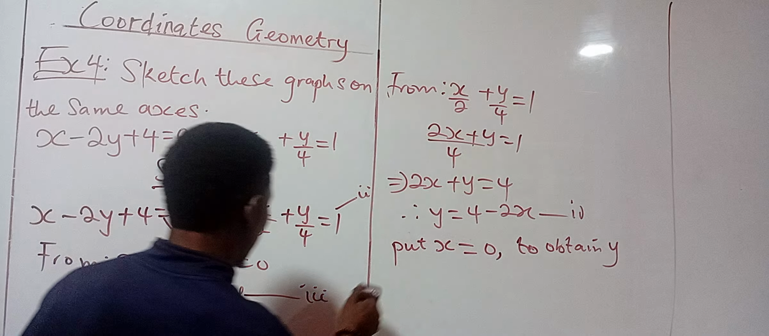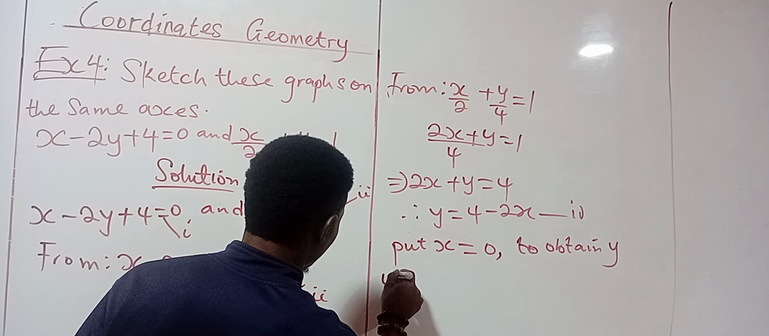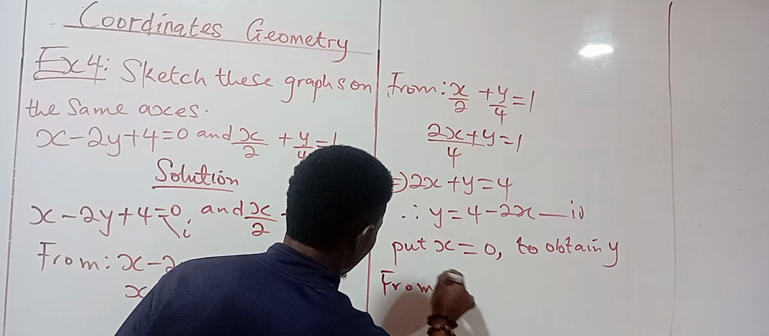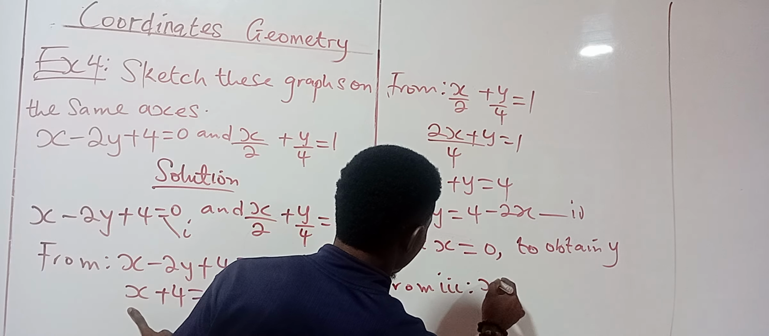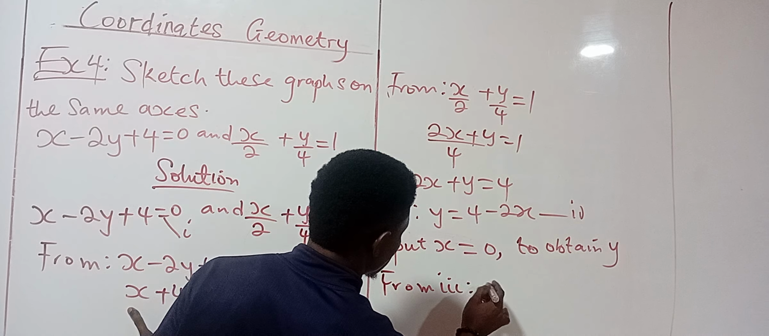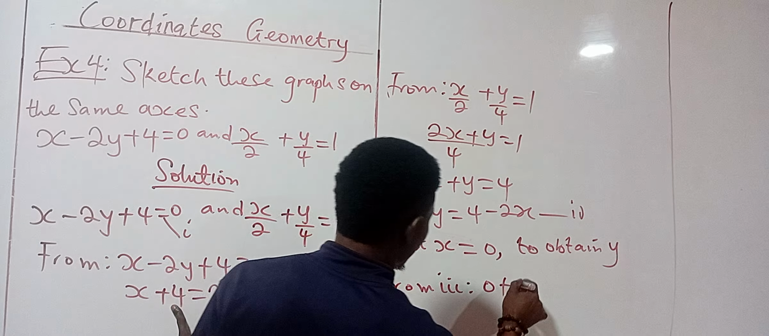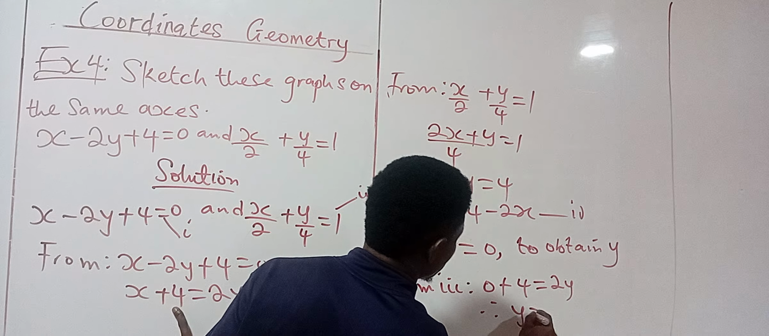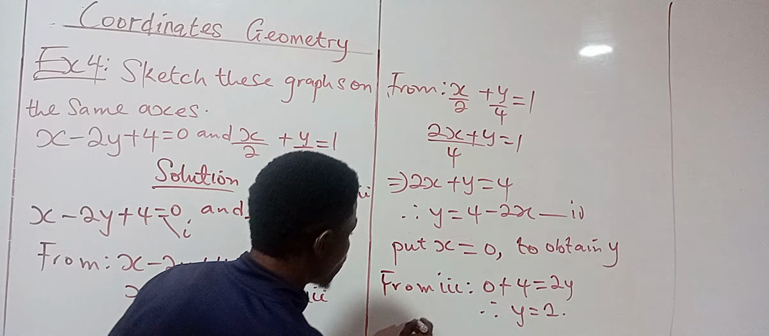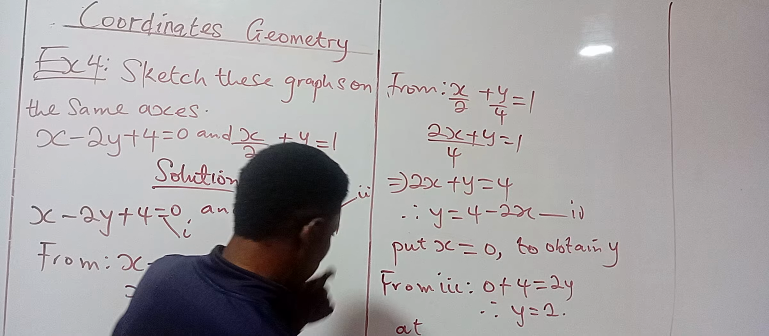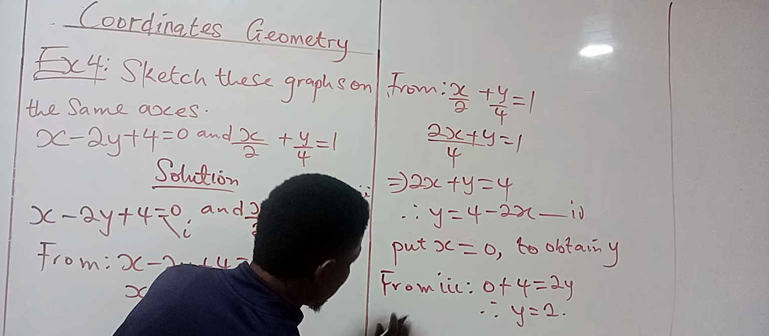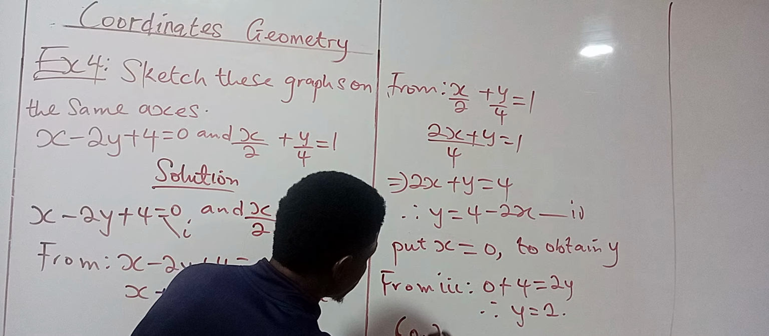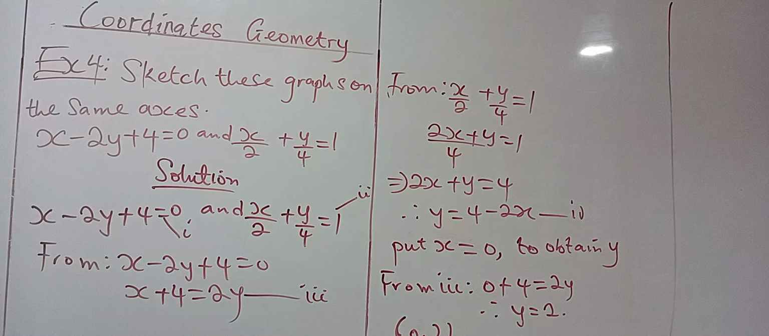So from equation 3 now, our x is 0 already. So we have 0 plus 4 equals 2y. Therefore, y is going to be 2. That is, when x equals 0, we have y equal to 2. So we have the point 0, 2 for this.